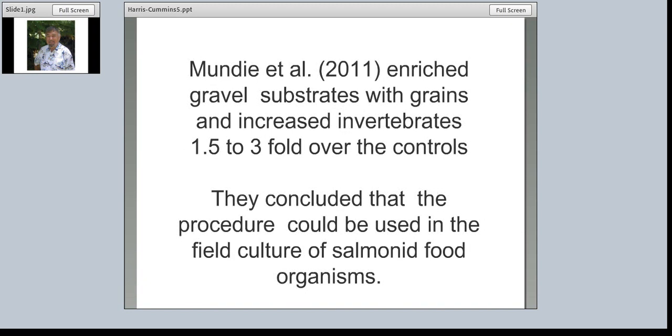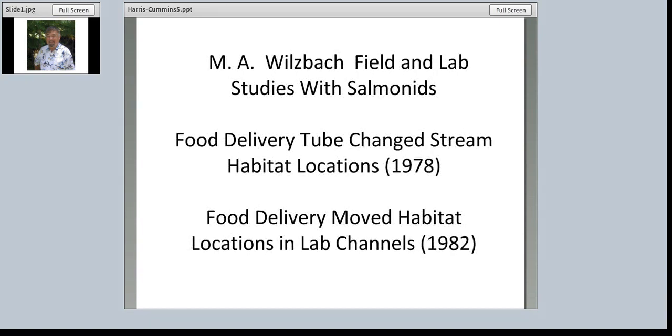Now, in the early part of the 2000s, Mundy and his workers in Europe enriched substrates in streams with wheat grains, and showed that he could increase the density of the invertebrate populations 1.5 to 3 times over the controls. And their general conclusion was that this non-algal organic food could be added to streams, increasing salmonid food and presumably increasing salmonid production. So you can manipulate the algae with light, but you can also manipulate the organic matter in the stream by just adding it directly.